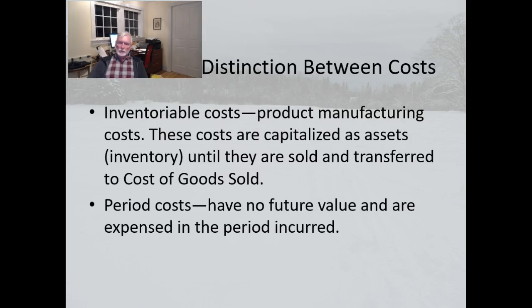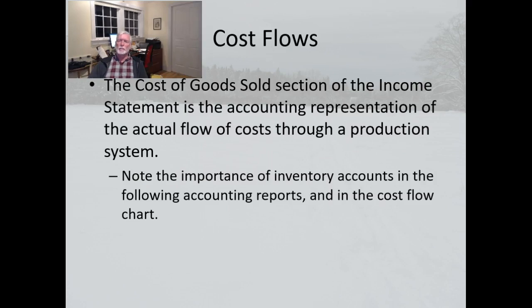Things that are inventoriable, I just said, and then period costs, things that aren't inventoriable, get expensed at the time that they are incurred. So that would be like research and development, or administrative costs, or accounting and legal costs, that sort of thing. Those get expensed. They're not part of the product.